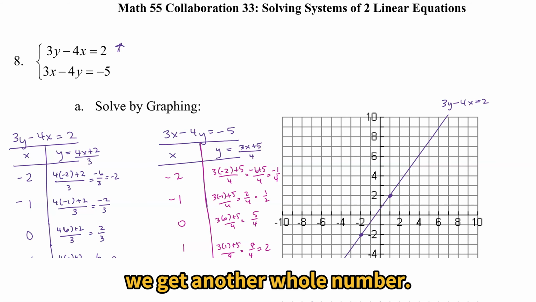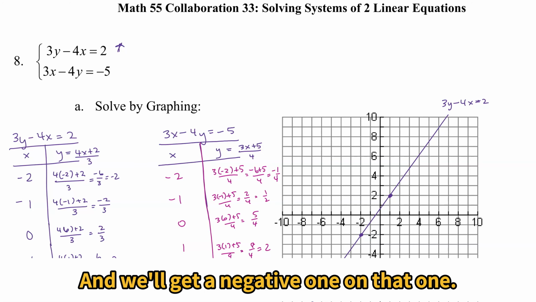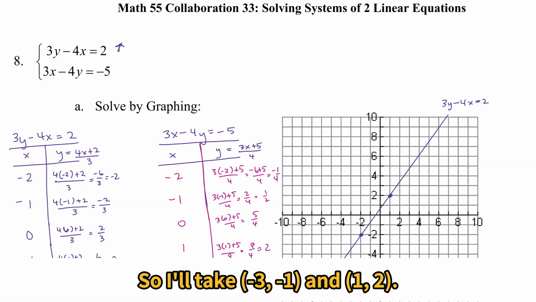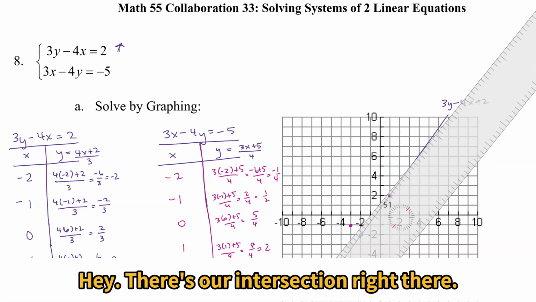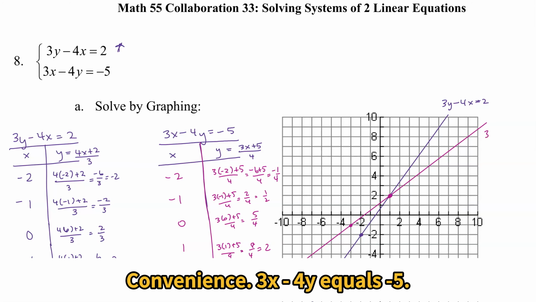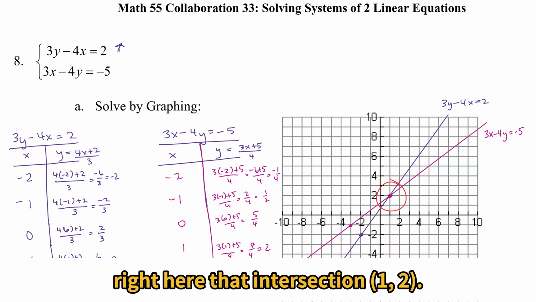To make sure we get another whole number, I'm just going to pick negative 3, and we'll get a negative 1 on that one. So I'll pick negative 3, negative 1, and 1, 2. Oh hey, there's our intersection right there. Convenient. And 3x minus 4y equals negative 5. And we get that solution right here at that intersection, 1, 2.